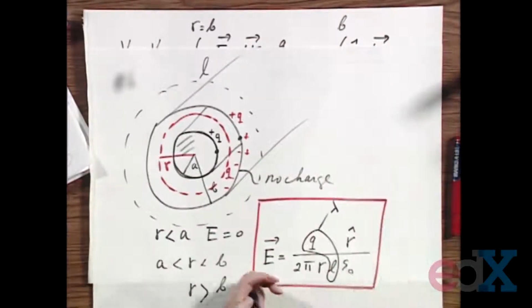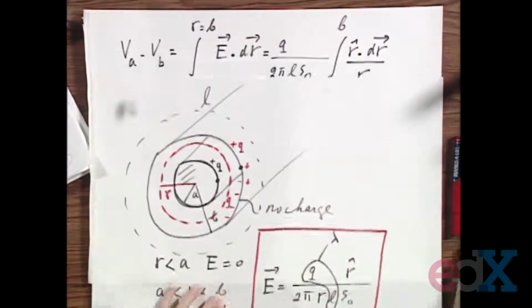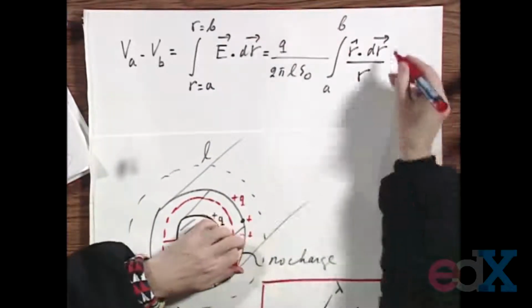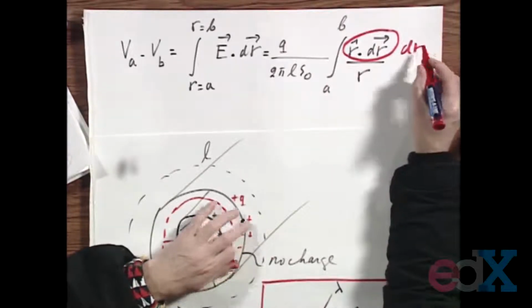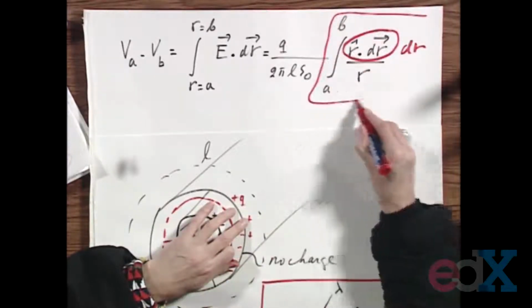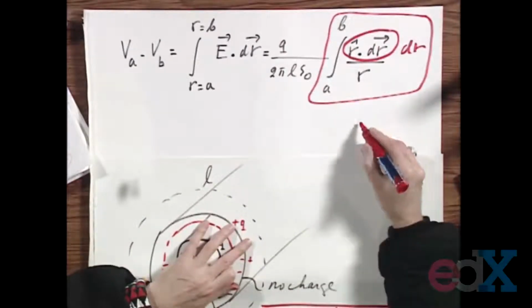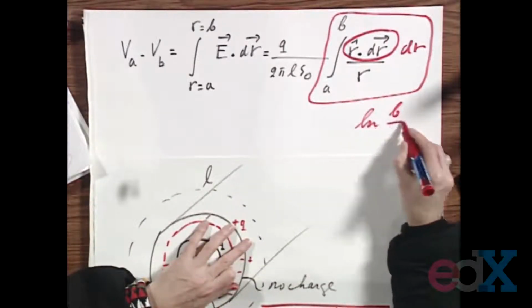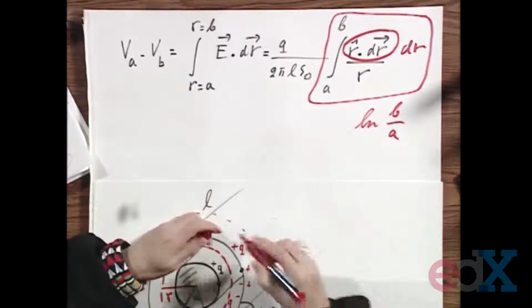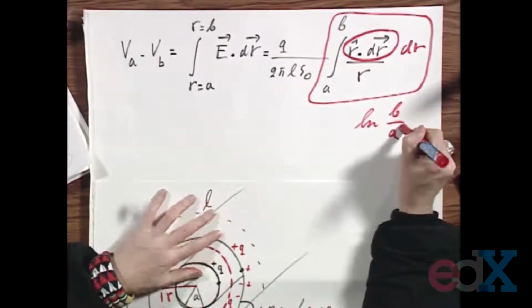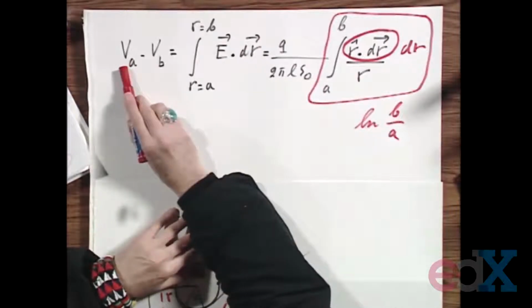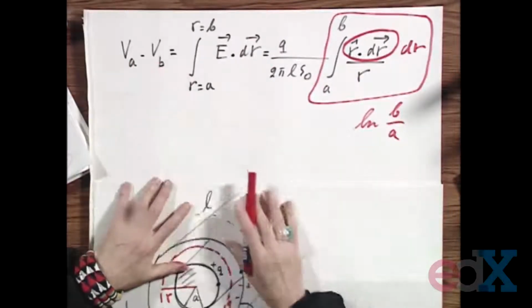Remember, the field falls off as 1 over R, because we're dealing with cylinders. This dot product is a scalar, which is the same as dr, and this integral equals the logarithm of B divided by A. And so, since this is positive, since B is larger than A, you see that A has a larger potential than B.